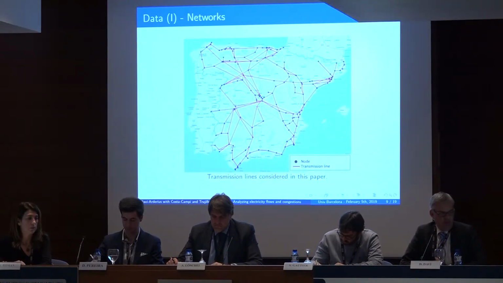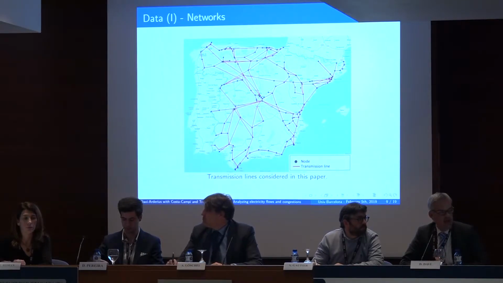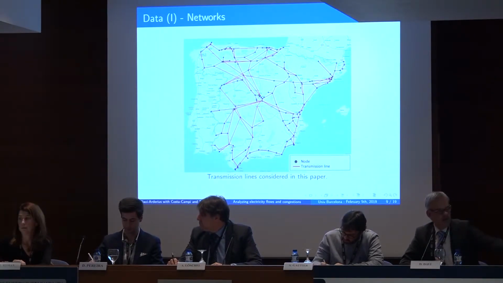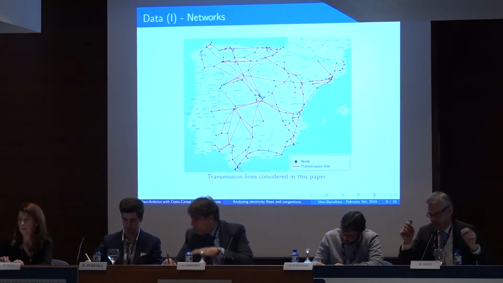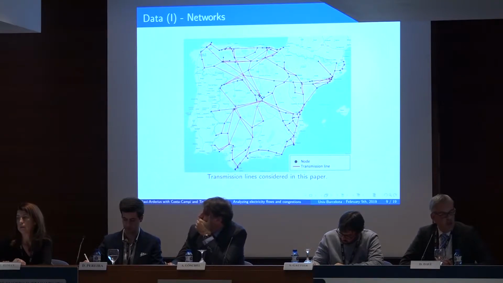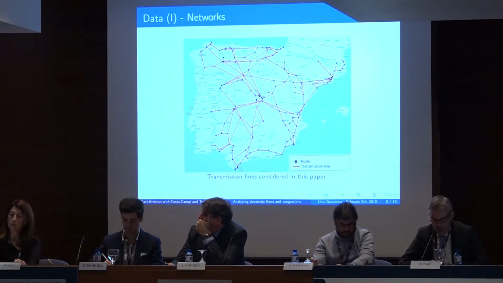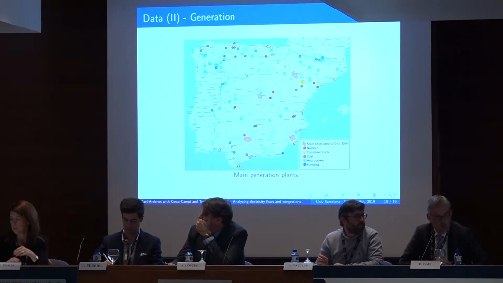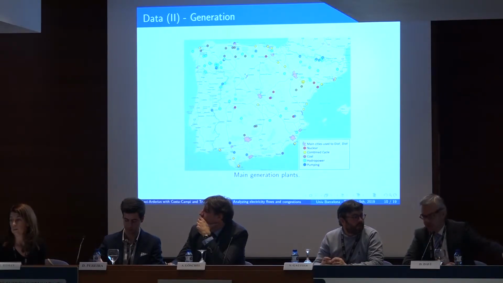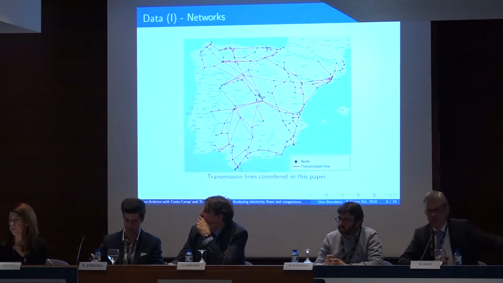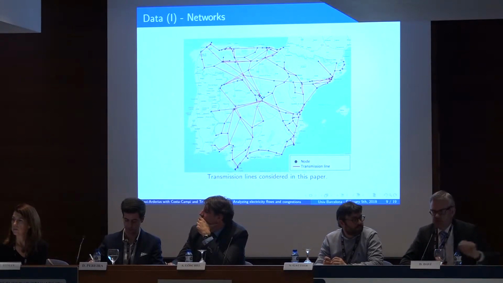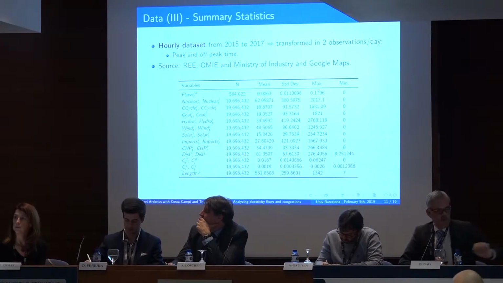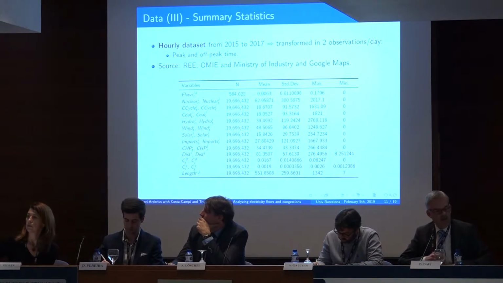This is the Spanish map, with a Google Maps background, and you see the 400 kilovolt network we use in this paper. We have modeled that. Each black dot is a substation, a node, and each red line is an electric line that connects each pair of nodes. We combine that information with the location of production of the plants. We have the main production plants in Spain, their hourly production, and the hourly flows between each pair of nodes. This is the data set we have, and we use it in a gravity model.